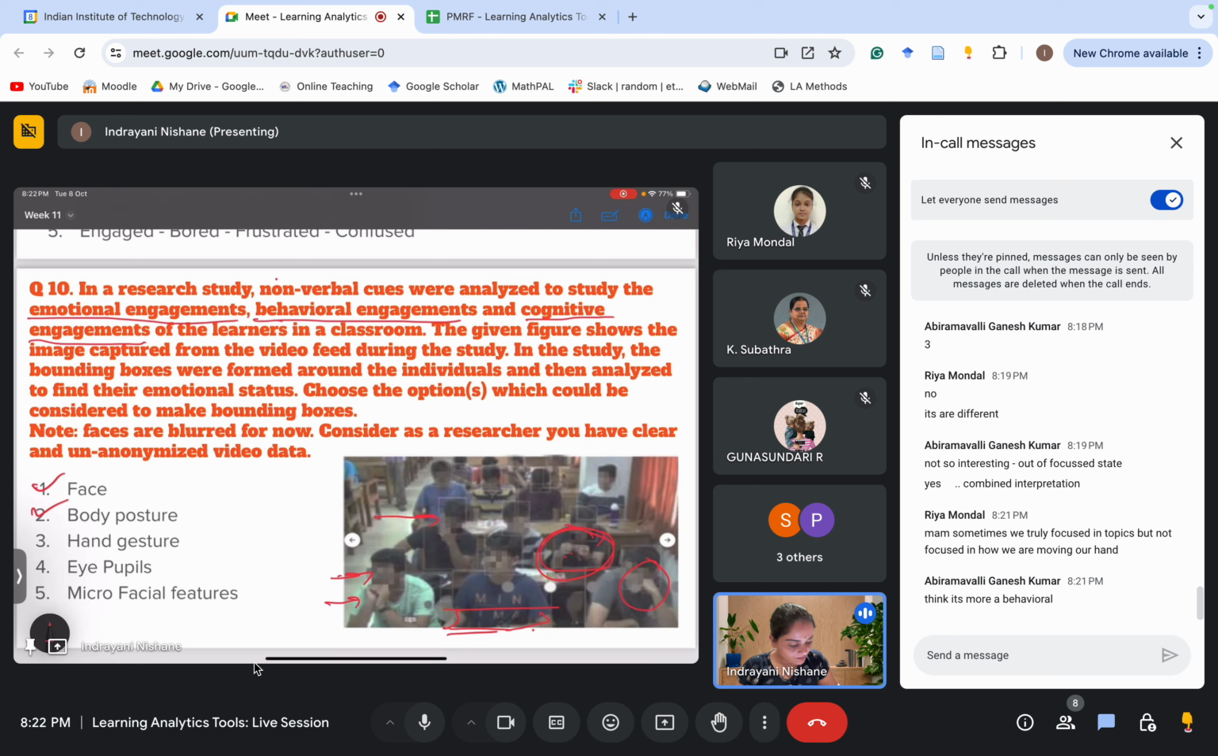And this guy in black t-shirt, he is doing something like this. His hand is almost covering his face. He's doing something like this. So whom do you say is more engaged, the green t-shirt guy or the black t-shirt guy? Are their hand gestures, how they have kept their hand, are we able to deduce some information about their engagement through that? If I'm in a classroom, if I'm sitting like this, will I be engaged?